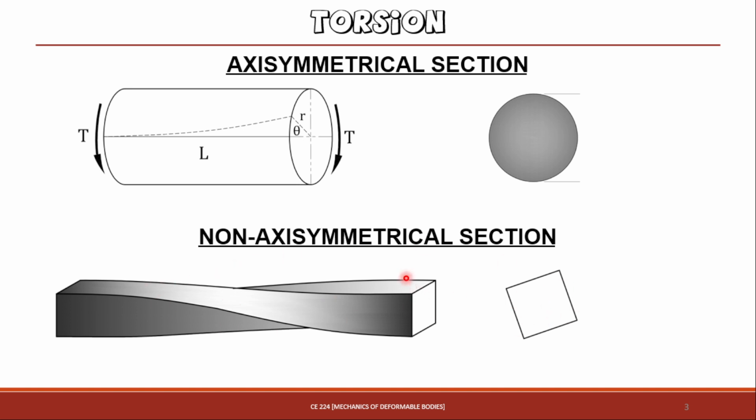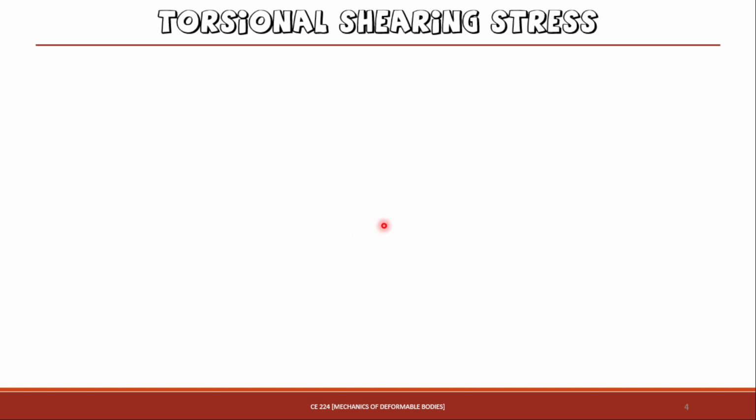Kaya mostly sa design ng mga machines, sa mga shaft sa mga machine, 'di ba? Ang ginagamit natin ay circular sections because it is very convenient at madaling i-interpret yung mga properties niya. Okay? So that's why sa mga problems natin at sa mga exams natin, we will be focusing solely on axis symmetrical sections because mahirap nang i-predict yung mga values, mga moment of inertia ng non-axis symmetrical sections. Okay? So, ayan. So, axis symmetrical section and non-axis symmetrical section.